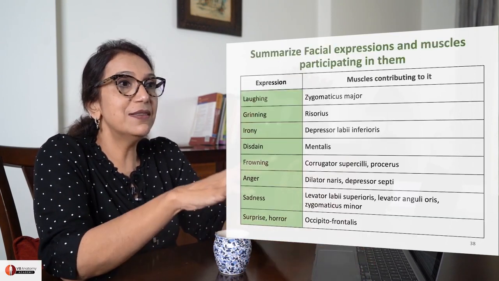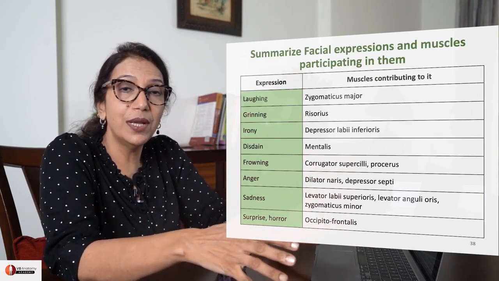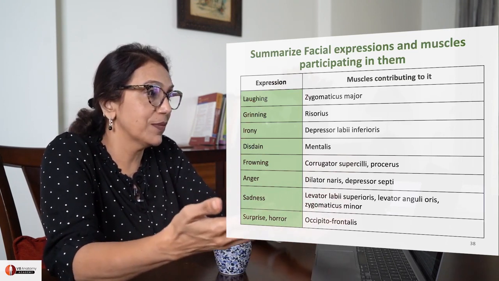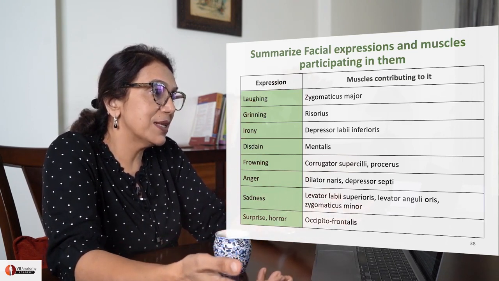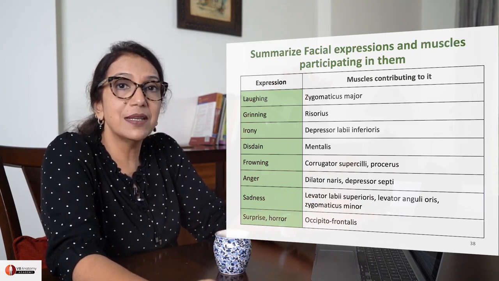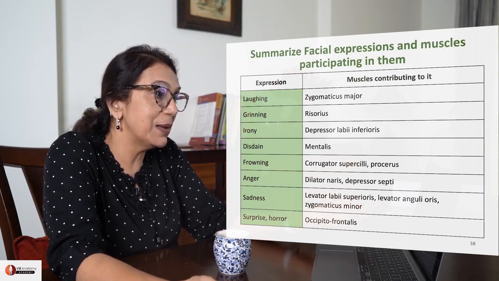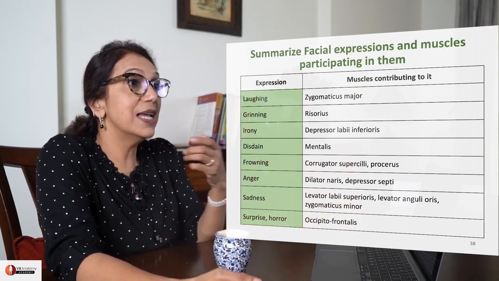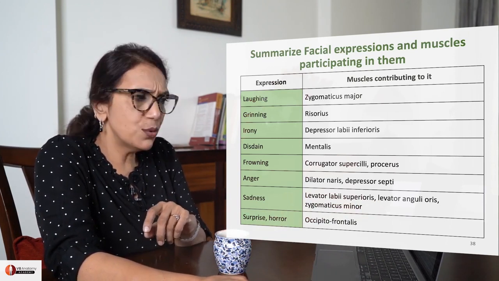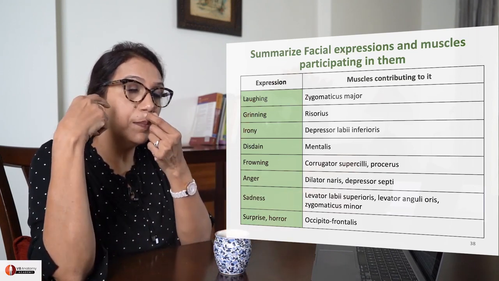Right? So with this, we've done the muscles of facial expression. Quite a lot of information given to you, but a revision will help you to catch up. So you can see that the laughing muscle is zygomaticus major, the grinning muscle is risorius, there is an expression of irony by depressor labii inferioris, a disdain by muscle mentalis. Frowning, corrugator supercilii and procerus, anger, dilator naris and depressor septi.